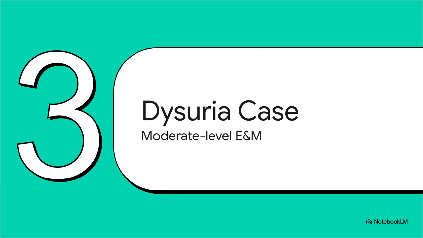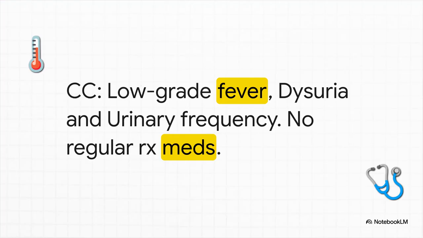Let's switch gears. Section 3, our second case study. This one is a moderate-level scenario for dysuria. Here we have a 66-year-old female who is usually in excellent health and takes no regular meds. She comes into the ED complaining of a low-grade fever, dysuria, which is pain when urinating, and urinary frequency.